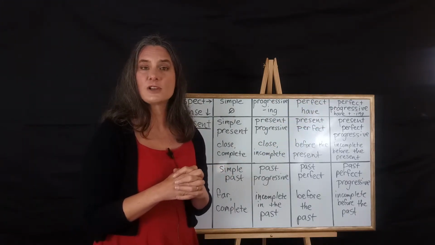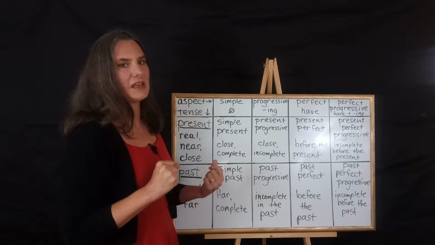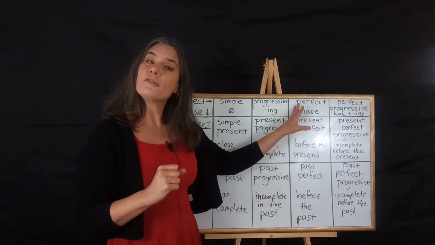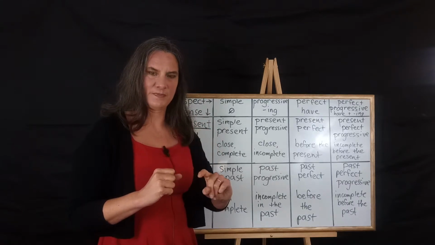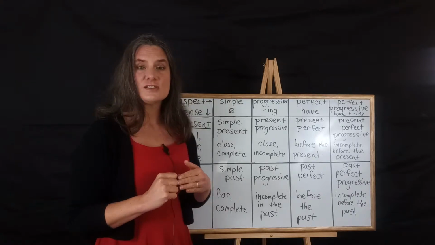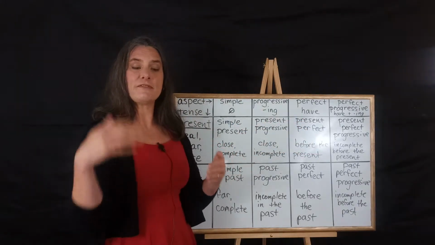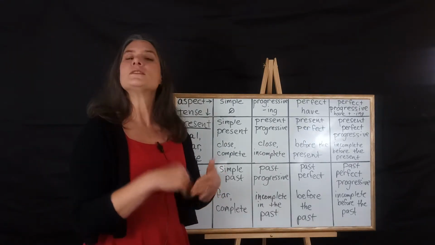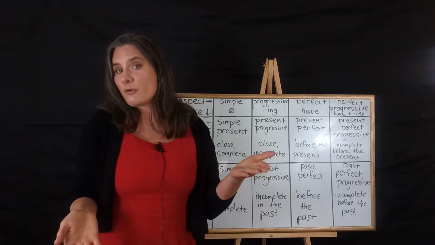And perfect verbs are made with a have or a had in the case of the past. This perfect aspect has one and only one meaning, and that is before. So a present perfect verb means before the present. Okay, so we use it to talk about the past, because what is before the present?